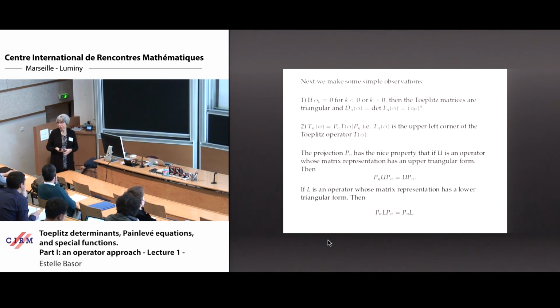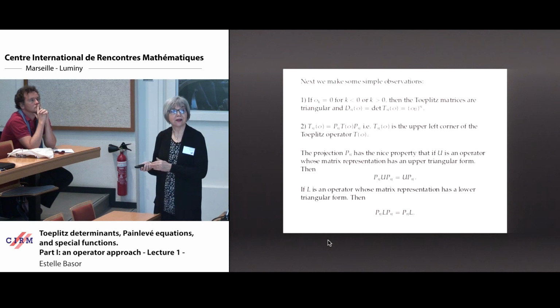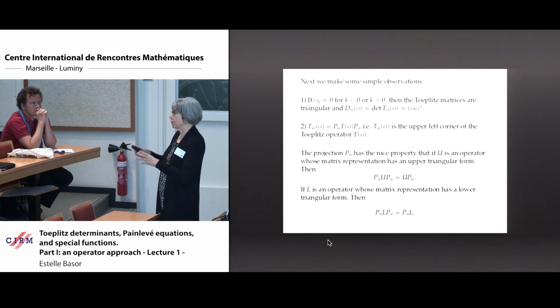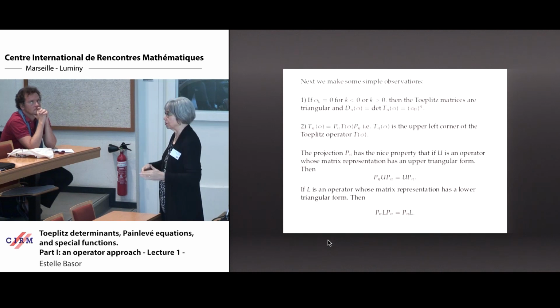So the determinant is trivial in that case. The determinant of T_n of phi is just the 0th coefficient to the nth power, because it's triangular. The other obvious observation we want to make is that the finite matrix is just the upper left corner of the infinite array. So if you take the whole array and you just chop it off like that, you get the finite matrix.